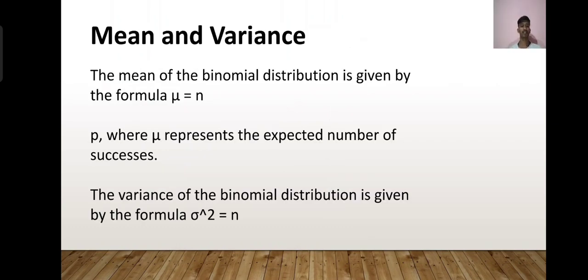Mean and variance. The mean of the binomial distribution is given by the formula mu equals n p, where mu represents the expected number of successes. The variance of the binomial distribution is given by the formula sigma square equals n.